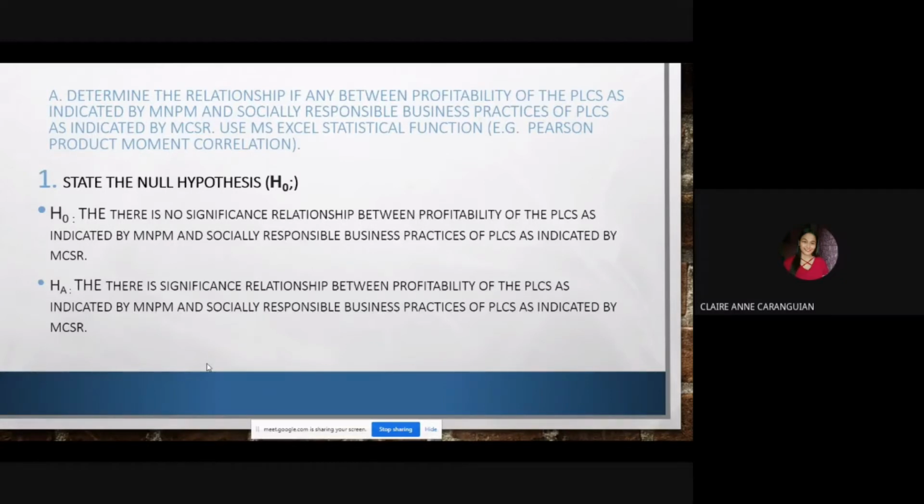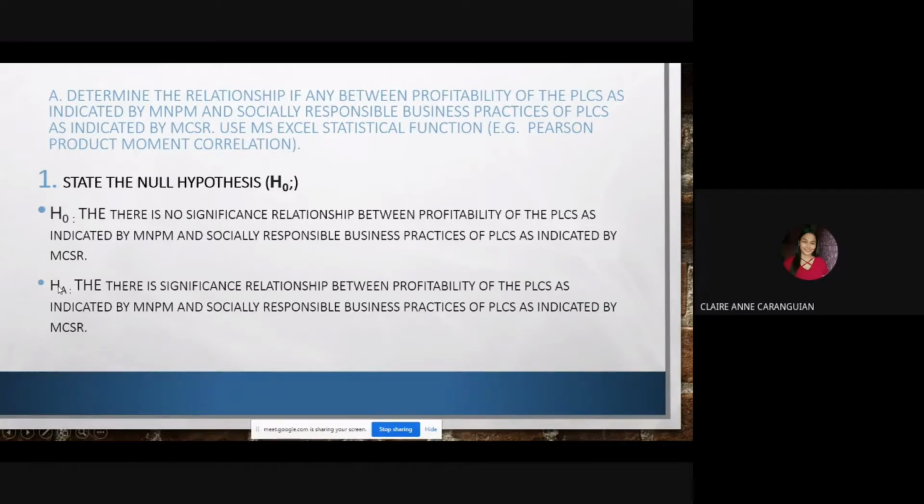So, next slide. Number 1, state the null hypothesis. Our null hypothesis is there is no significant relationship between profitability of the public listed companies as indicated by mean of net profit margin and socially responsible business practices of public listed companies as indicated by mean of corporate social responsibility.